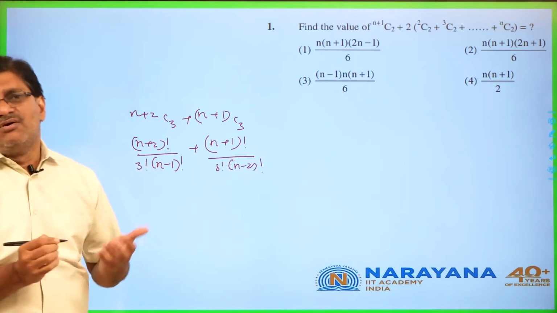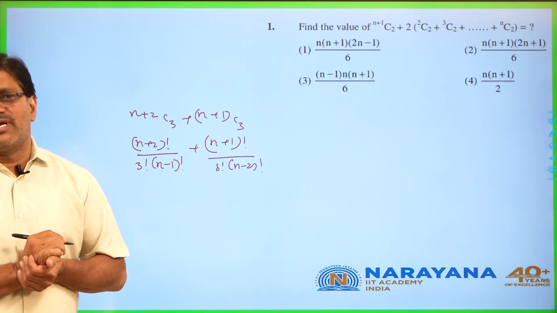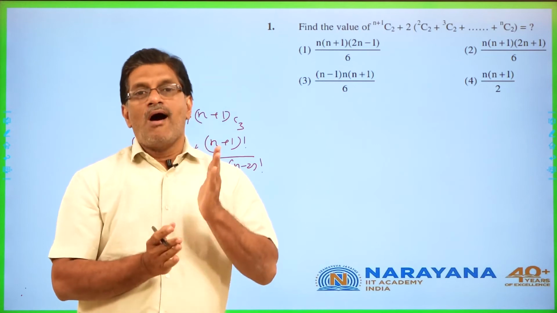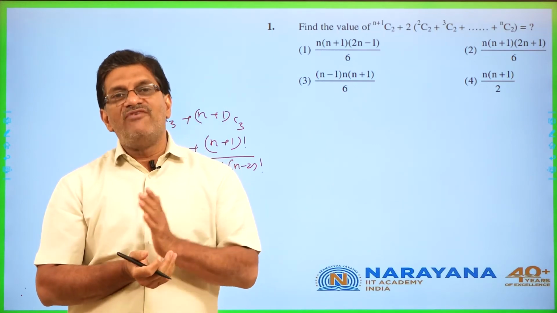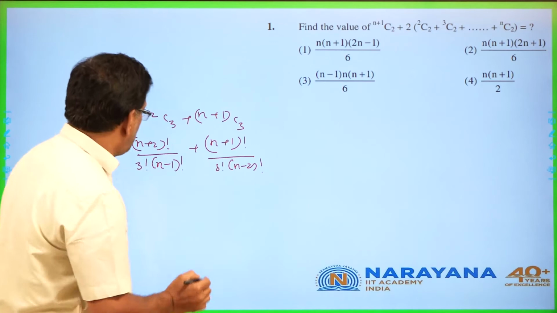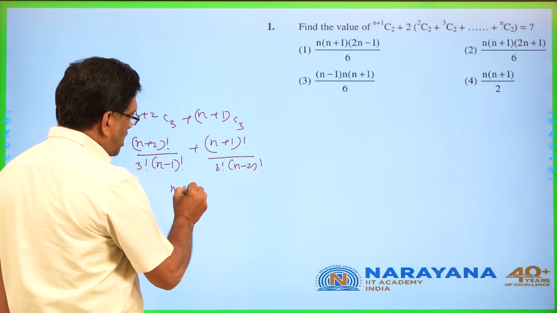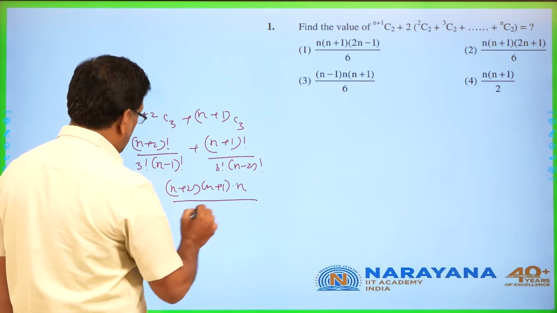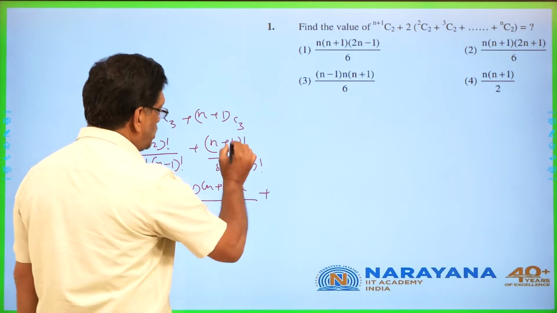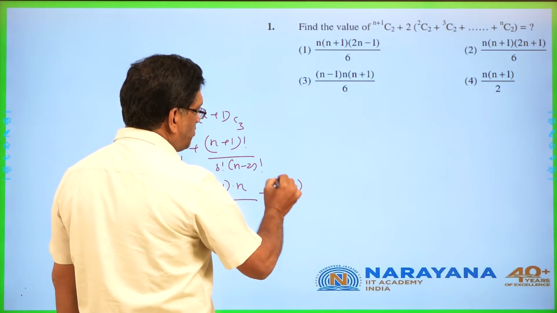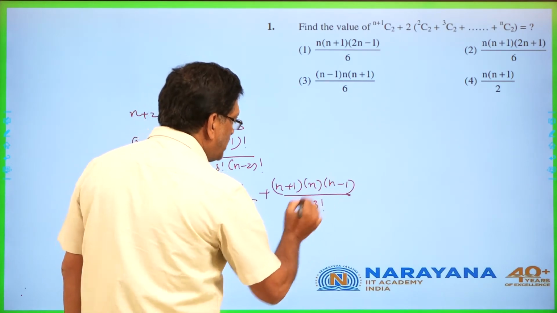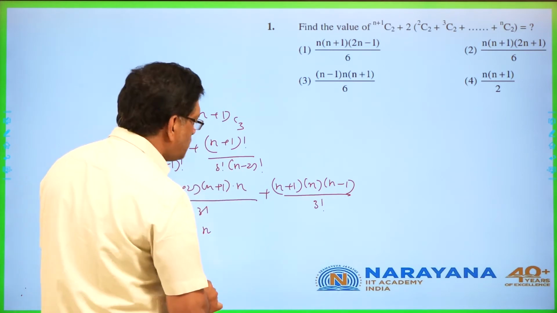Factorial notation: suppose 5 factorial is there, we can write 5 into 4 into 3 into 2 into 1, or else we can terminate at 5 into 4 factorial depending upon the requirement. This you can write as n plus 2 into n plus 1 into n by 3 factorial. Similarly, n plus 1 into n into n minus 1 by 3 factorial. We can go for simplification.